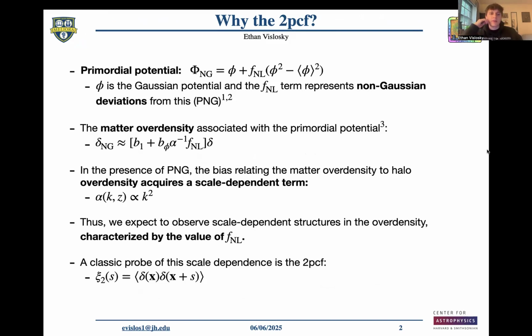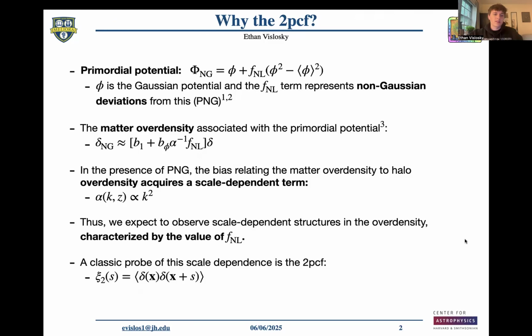The matter overdensity associated with this primordial potential is represented in this equation here, and in the presence of PNG, also known as a non-zero FNL, this introduces a bias b_phi term, which relates the matter overdensity to the dark matter halo overdensity. And this acquires a scale-dependent term, alpha, which is proportional to the wave number scale k squared. Thus, we expect to observe scale-dependent structures in the overdensity, which will be characterized by this FNL term.